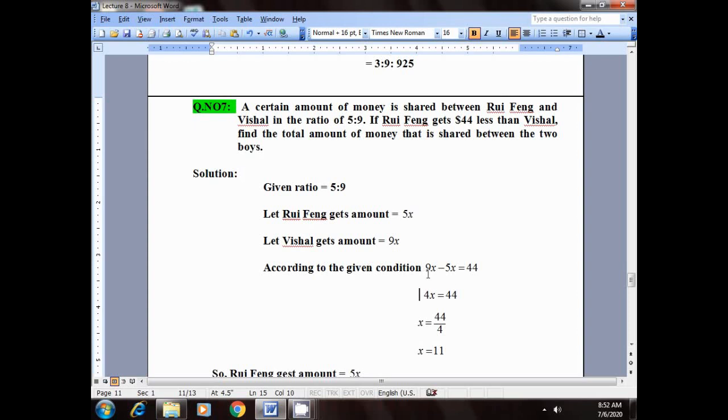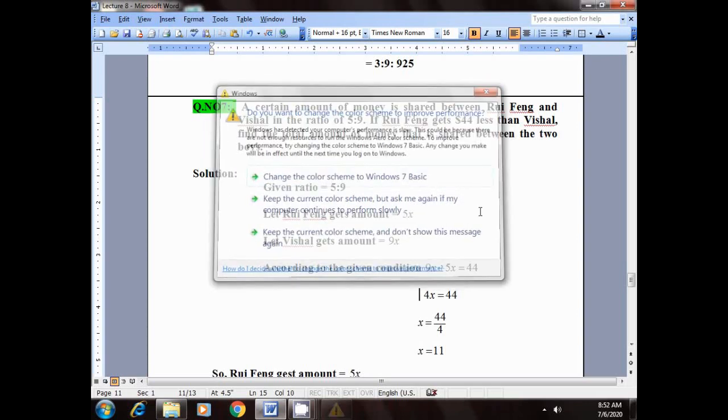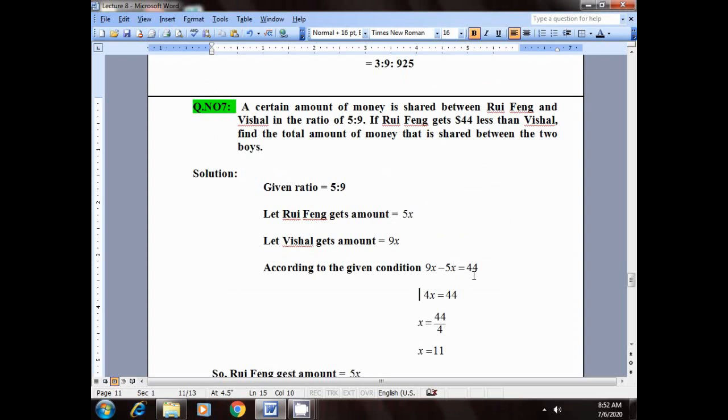So the equation will become, after writing these two pieces of information, 9x minus 5x equals 44. Which means that Vishal gets $44 more than Rui Feng. Or we can say that Rui Feng gets $44 less than Vishal. So this is the main point of this question. After this we have simple calculation.